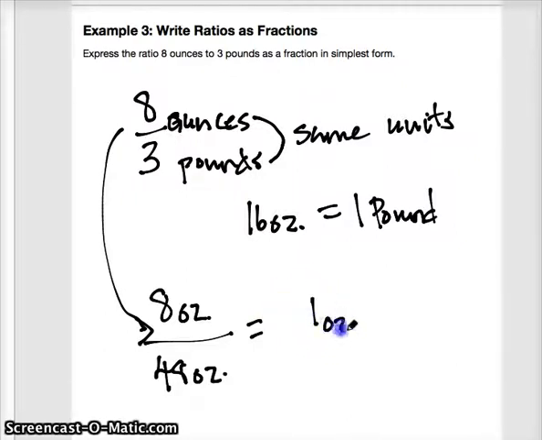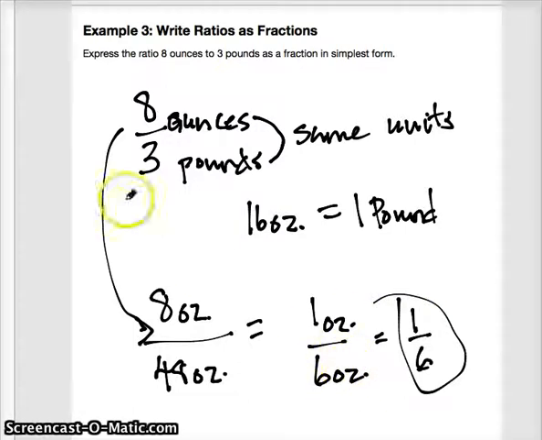So this is 1 ounce to 6 ounces if I divide the top and bottom by 8, or I'm going to leave it as 1 to 6. So the fraction in simplest form is 1 to 6, and leave the ounces out.